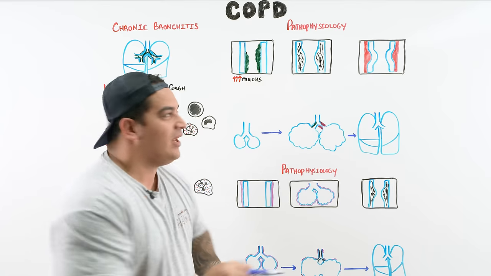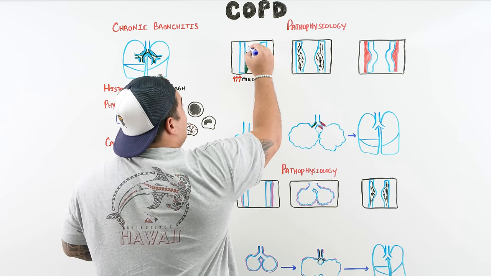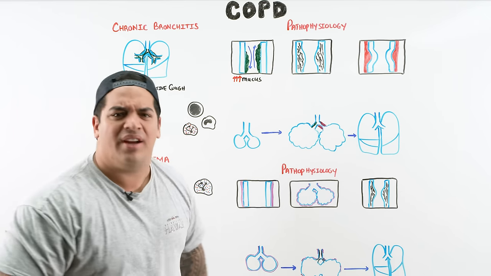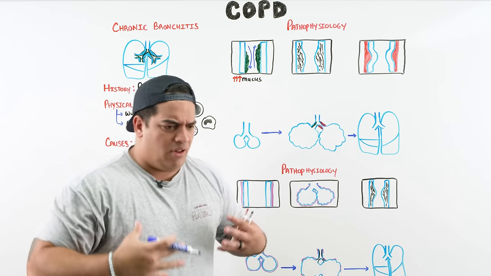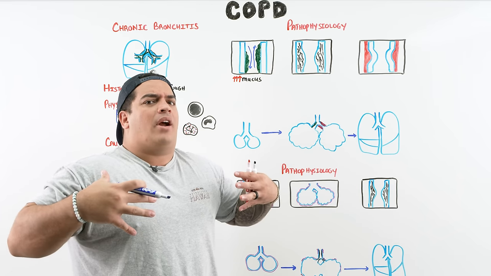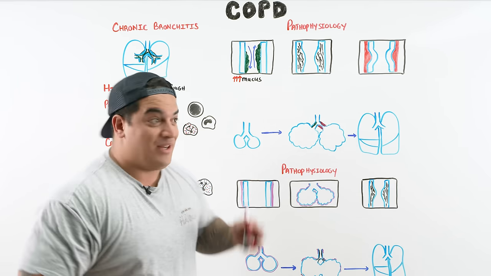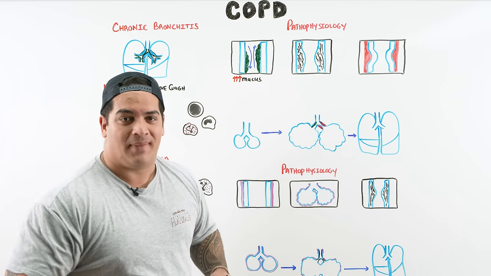What would that do? Well, it would narrow the airway lumen, and that would make it really difficult to get air in and get air out, more particularly getting air out. If the lungs become super hyperinflated, the diaphragm is pushed down and I can't take a deep breath in. That's usually one of the reasons why these patients also present with dyspnea.